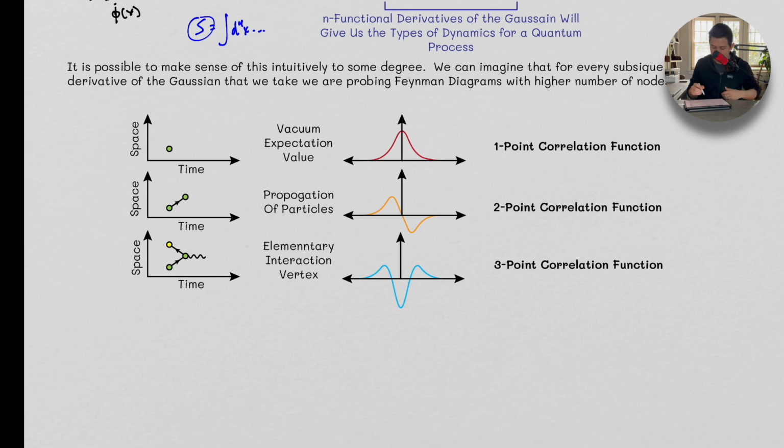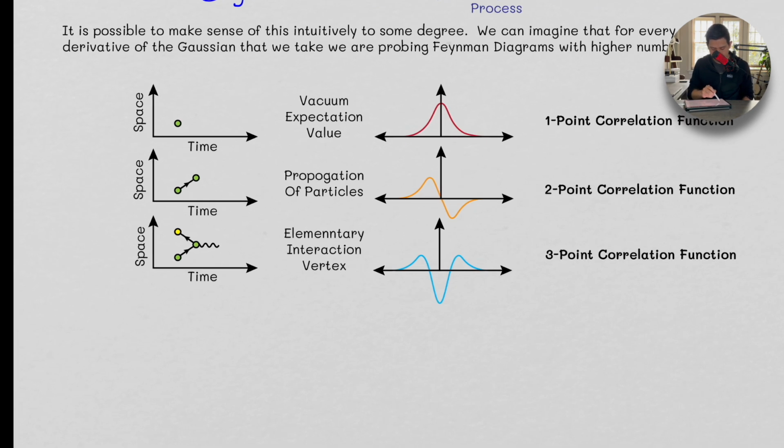Okay, and the propagation. So this is going to represent propagation of particles, right? So we have a particle that gets propagated from one point in time and space to another point in time and space. Okay, so we have two nodes here, 2-point correlation function.